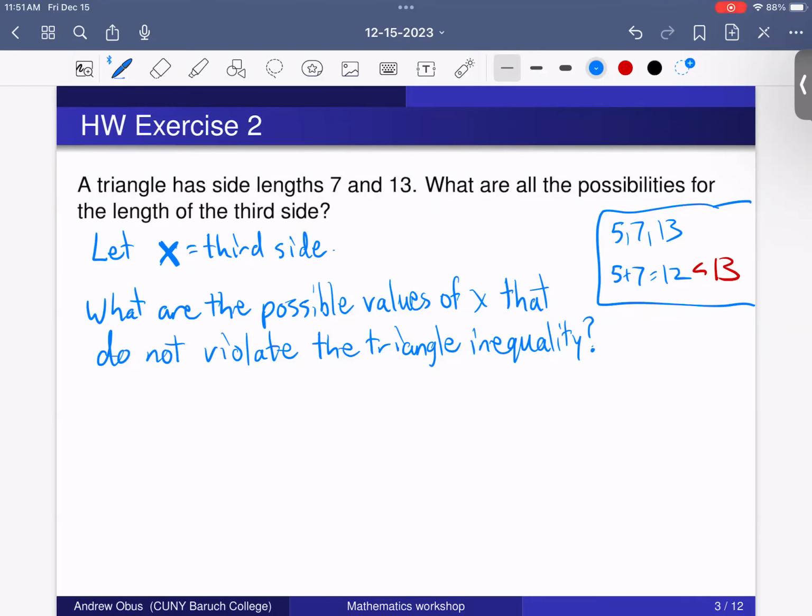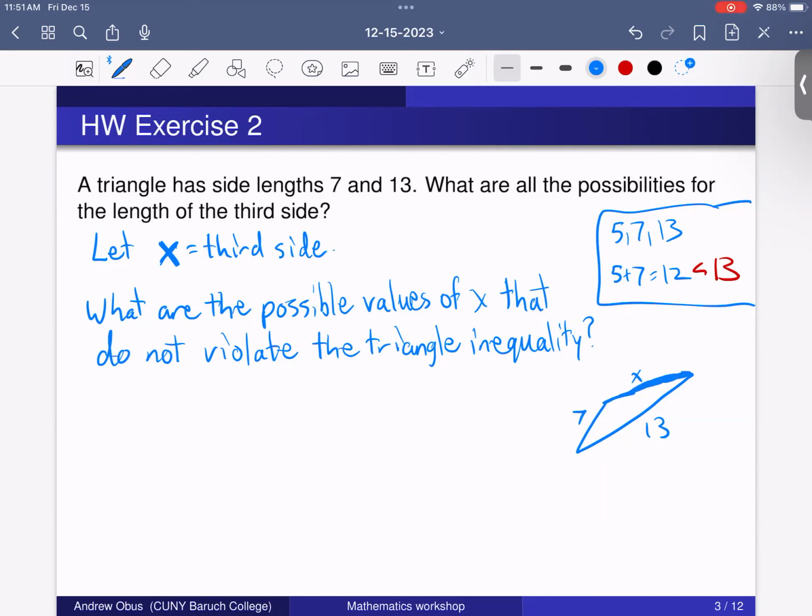So we need to know the triangle's got two sides, 7 and 13. It's got some third side, x. And I'll draw a picture, but I don't want to draw this as a right triangle, right? And that's not even a good picture. Let me try. So if I draw a triangle like this, and this is 7 and this is 13 and this is x, I want to know what are the possibilities for x that are not going to violate the triangle inequality. Okay.